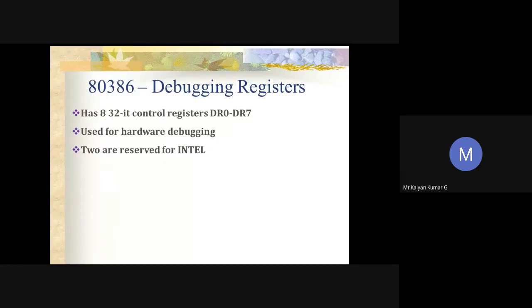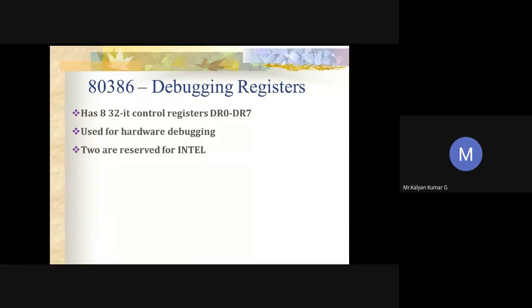And then moving on to the debugging registers. Here we have eight 32-bit debugging registers named DR0 to DR7. These are mainly used for hardware debugging purposes. Among these eight debugging registers, you can just make a note of it.